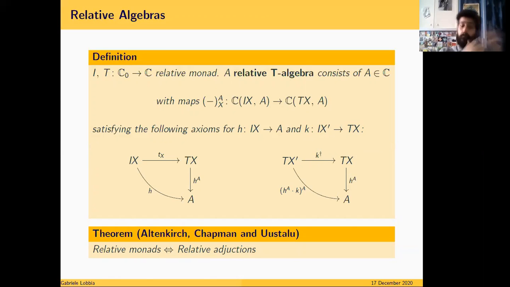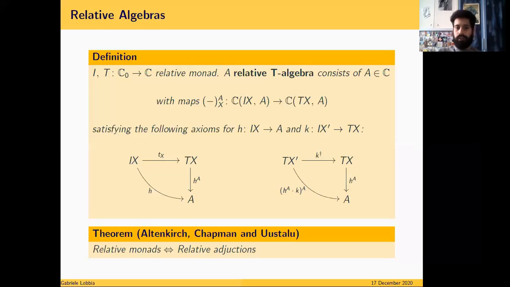Because if you start with a relative monad, you will get a relative adjunction, which is the right counterpart of adjunctions in this case. Instead of having a functor from C to D and a functor from D to C, you will have a sort of triangle with some properties. But just think of it as the right counterpart of adjunctions. And the nice thing is that if you start with a relative adjunction, you also get back a relative monad. So you have the same situation, but with relative adjunctions instead of adjunctions.